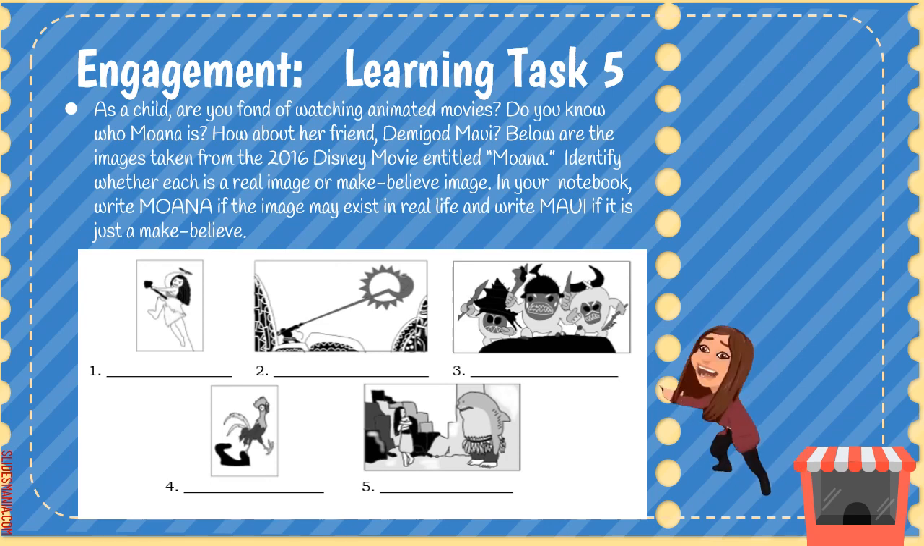In your notebook, write Moana if the image may exist in real life, and write Maui if it is just a make-believe. So take a look at the pictures inside the white box. We have there 5 pictures. You will just write in your notebook Moana if the image can exist in real life, and write Maui if it is just a make-believe. You may want to pause this video while answering. Pause it now.